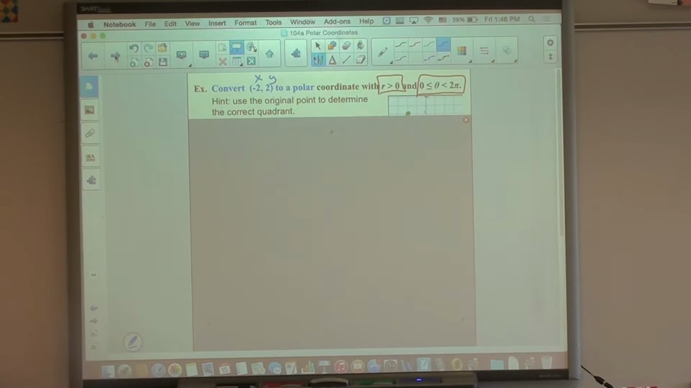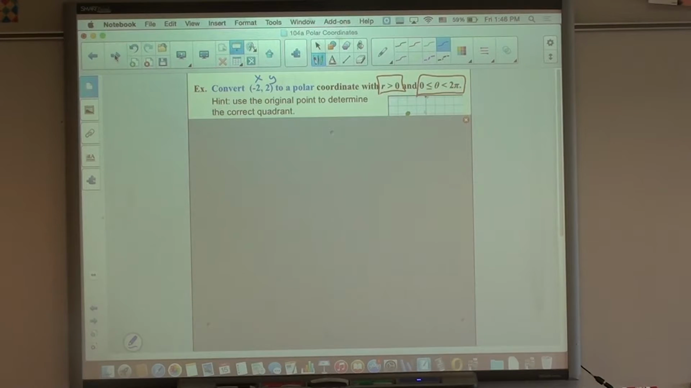Okay, so we are going to convert a rectangular coordinate to a polar coordinate. So we're going to convert -2, 2 to polar. And we have some restrictions that are given. We have that r has to be positive and theta has to be between 0 and 2 pi. And then they give this hint, use the original point to determine the quadrant.